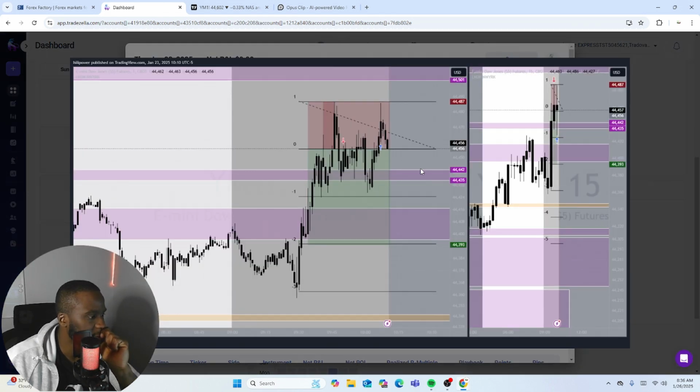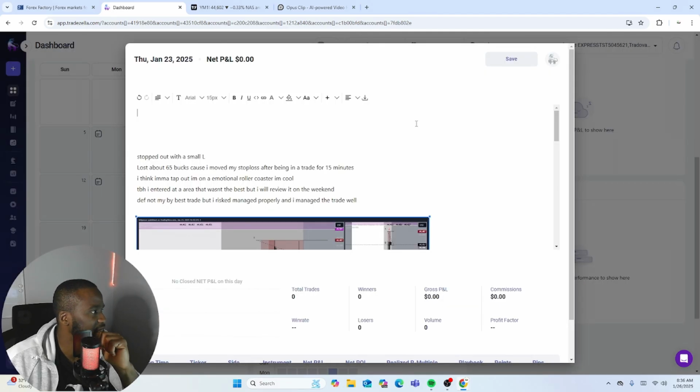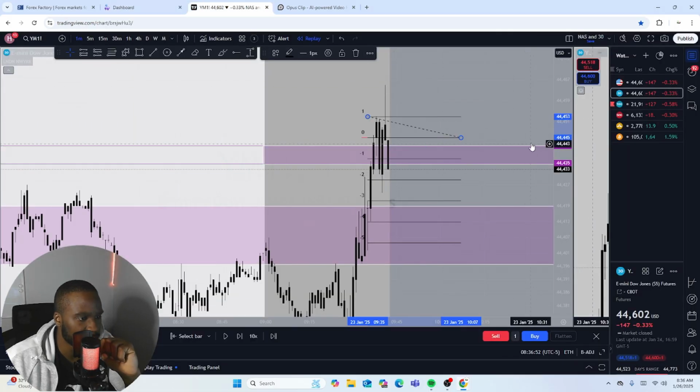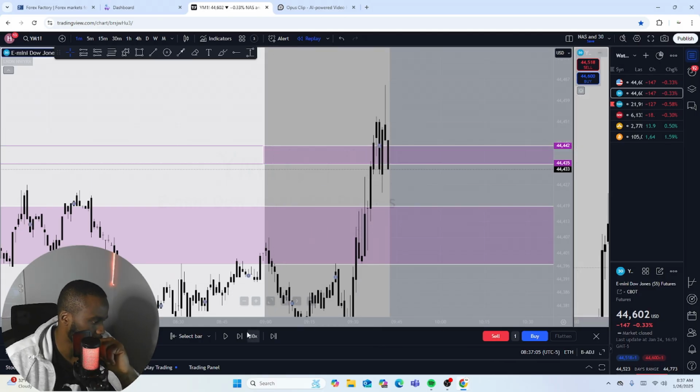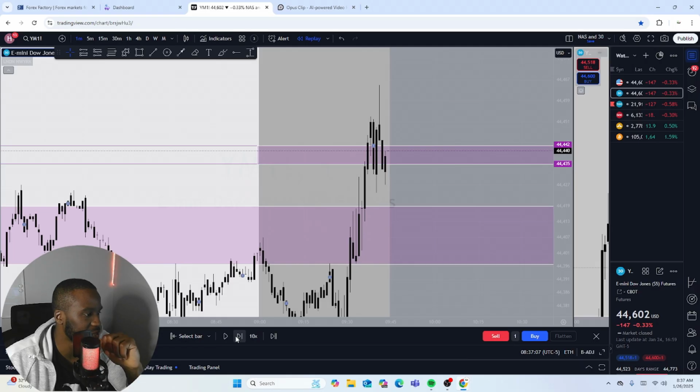Let's see. We got in right here. We got in at 44,456. Let's see if that's a price. 44,456. So price is a little higher than where I got in. 456 was about here. So this is where I got in. So this exact trade wasn't it. This wasn't the trade I took, although it looks like a clean one that I could have probably taken.